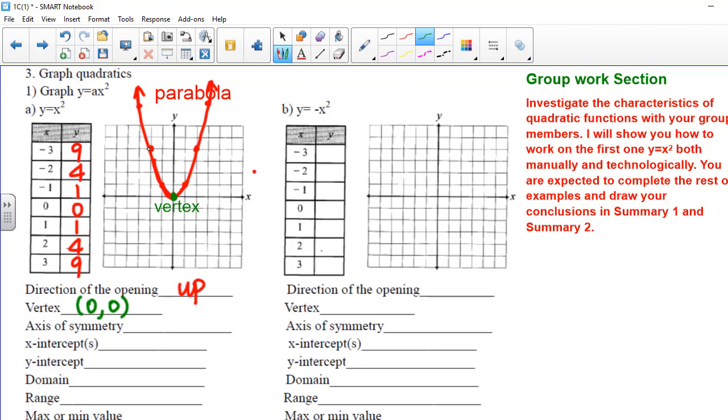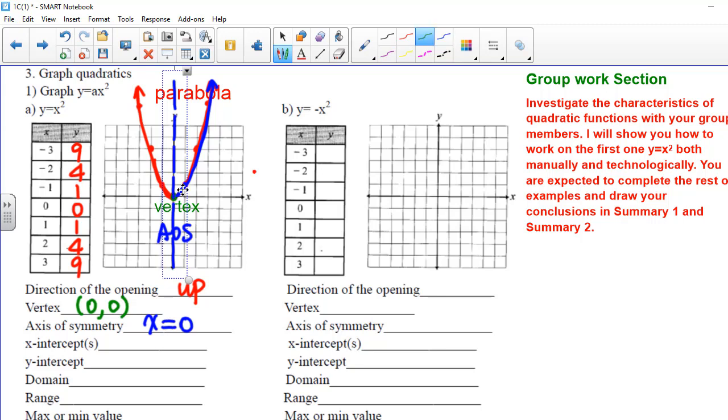We just talked about the symmetrical feature between 2 points which have the same y coordinates. So you will see the left side of the parabola and the right side of the parabola. These 2 parts are symmetrical about a line. And this vertical line is called the axis of symmetry. So the axis of symmetry is x equals 0. This is the equation for a vertical line.